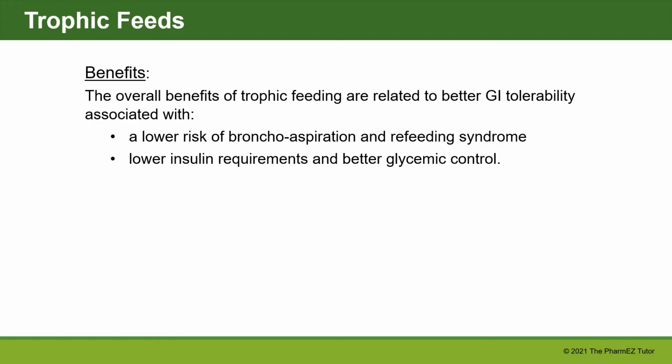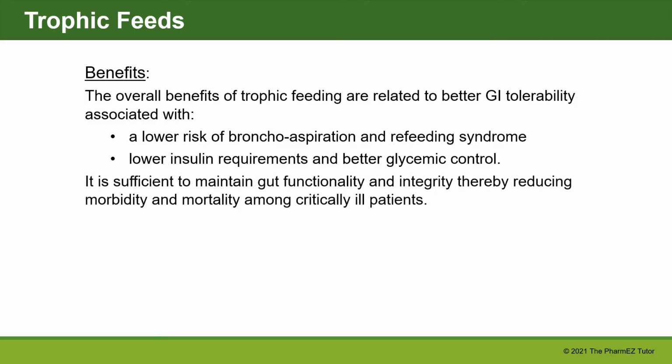The overall benefits of trophic feeding are related to better GI tolerability associated with a lower risk of bronchoaspiration and refeeding syndrome, and lower insulin requirements and better glycemic control. It is sufficient to maintain gut functionality and integrity, thereby reducing morbidity and mortality among critically ill patients.